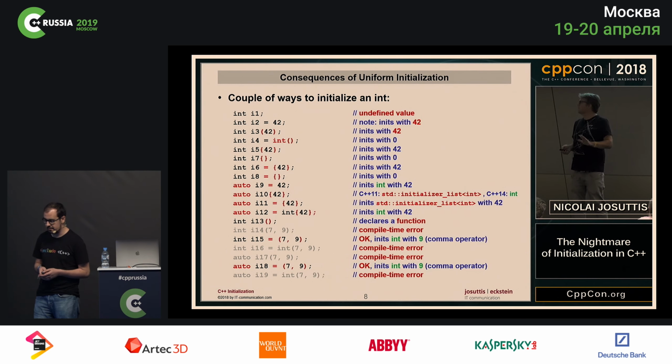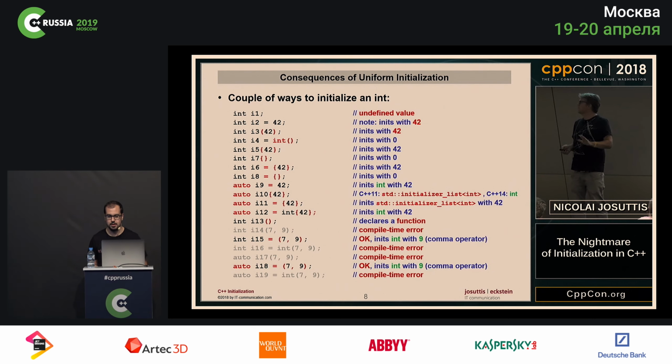Here's a slide from Nico where he came up with these 19 different ways of initializing an int. I think this is really interesting that something so basic as initializing a variable can be so complicated. It's actually a really remarkable property for a programming language. I think it's pretty unique, probably.